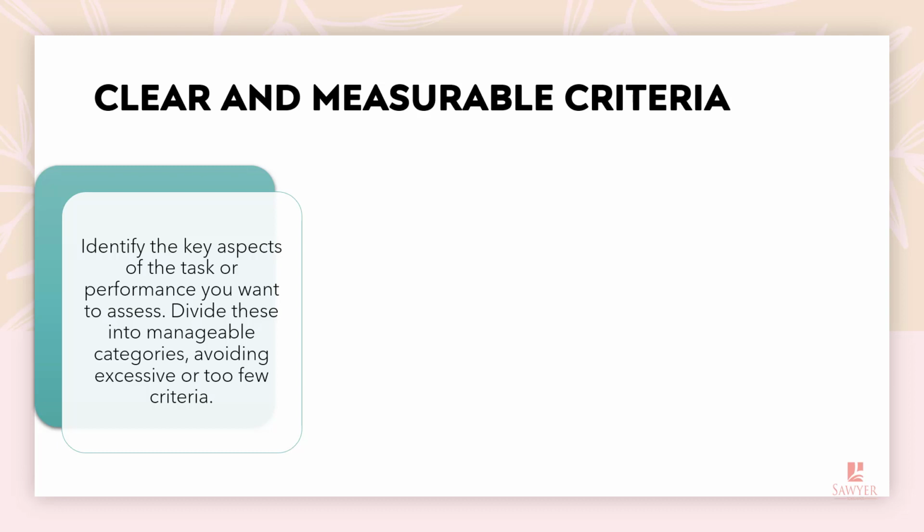Okay? So the next thing is the clear and measurable criteria, which comes from those clear and measurable objectives. Remember those verbs? So we identify the key aspects of the task or performance, and then we divide them into manageable categories, and then we also want to avoid excessive or too few criteria. So we have to be careful.